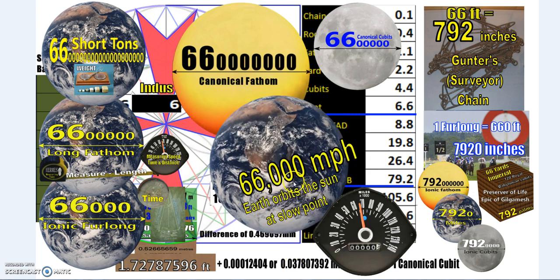Well, at its slowest point, the Earth orbits the Sun at 66,000 miles per hour. At its faster point, it is 108,000 kilometers an hour. That 30-degree pendulum, 30 degrees equals 108,000 seconds when you measure by the protractor or the compass.